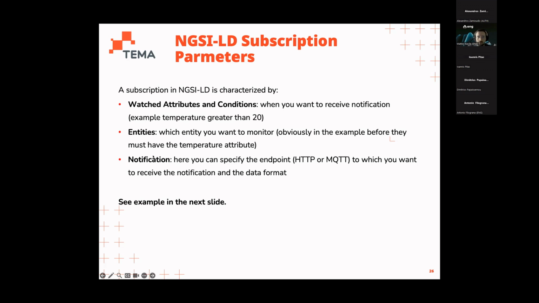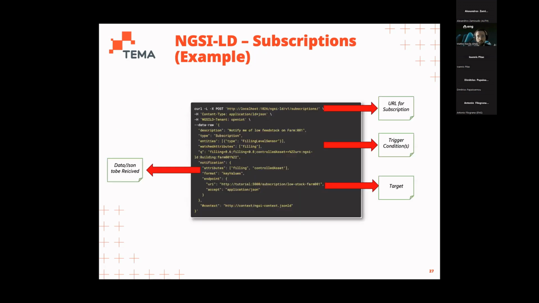And then notification. Okay, you create your subscription, but how would you like to be notified? HTTP, okay, which is the URL of this HTTP endpoint. And that's why when we create a subscription with this URL, we need to specify, as I said, the entity type, in this case filling level sensor, and the watched attributes. Okay, I would like to watch filling, and I would like to be notified, you see here, when filling is greater than 0.6, or filling is less than 0.8, or controlled asset is equal to that ID.